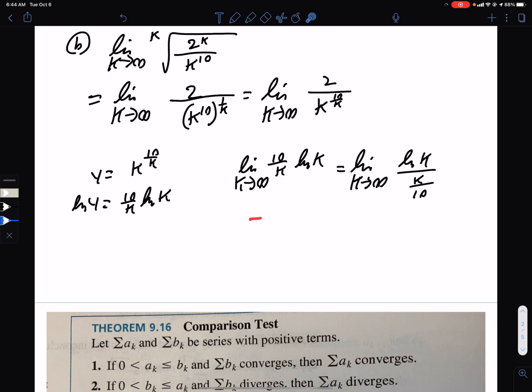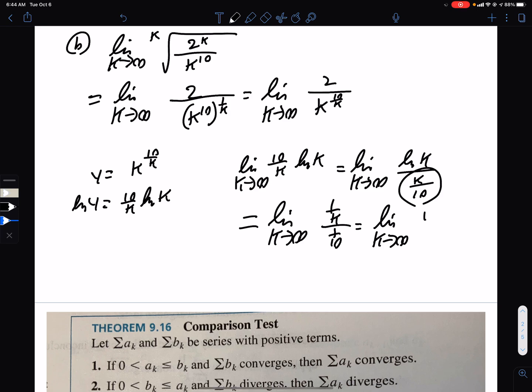Now let's continue moving on. So we have L'Hopital's. Since the top, ln of infinity, is infinity, and infinity over 10 is infinity, we can do L'Hopital's. The derivative of the top is 1 over k, and the derivative of the bottom is 1/10, which I can rewrite, multiply by the reciprocal, so we have 10 over k, which approaches 0. So ln of y approaches 0. In the limit, this approaches 0, so ln of y is 0, on both sides.